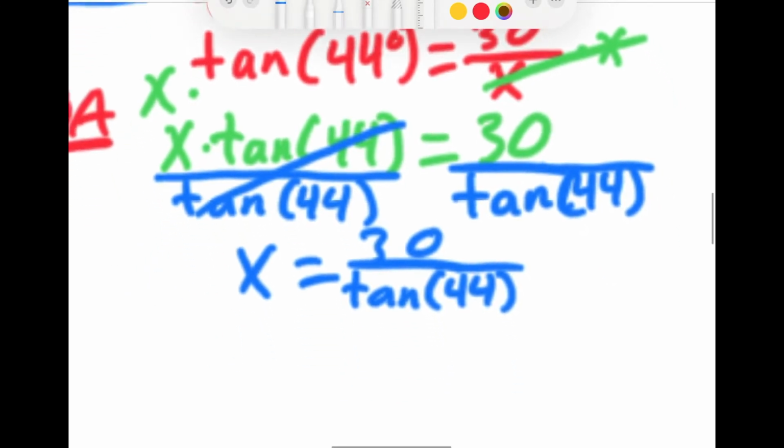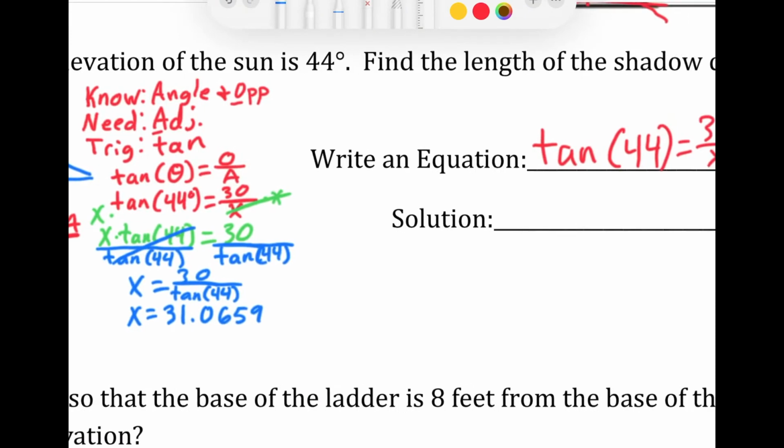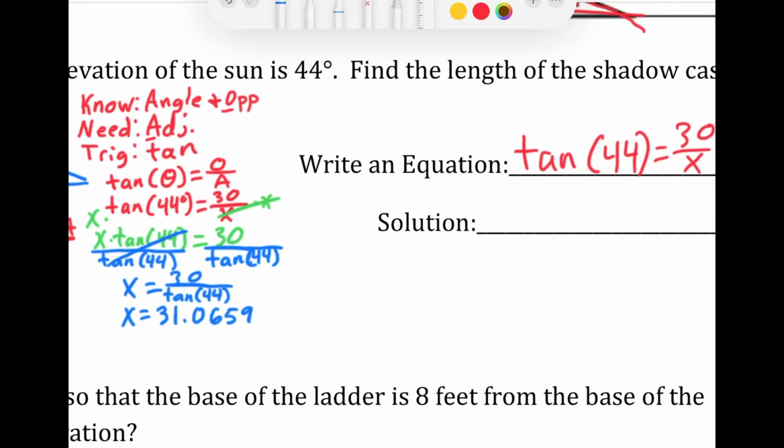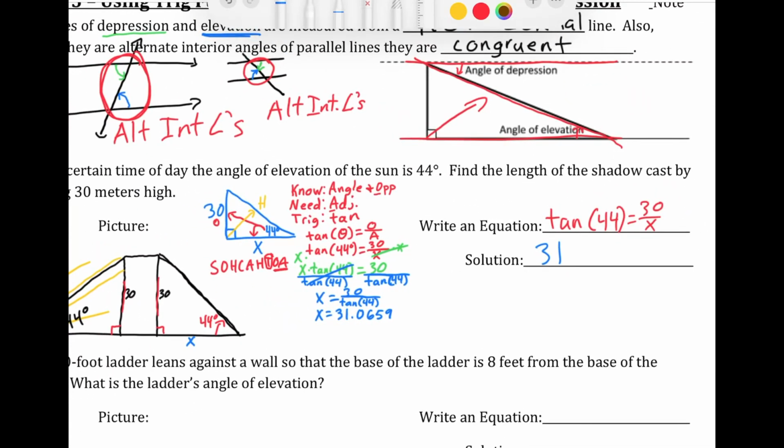But either way, once you put it into your calculator, your x should come out approximately 31.0659, so on and so forth. So for your solution, I would simply put 31, and we're looking for a side, and the other side was in meters, so we can assume this is in meters as well. So that would be your answer for number 1.